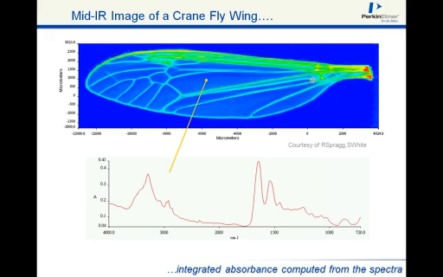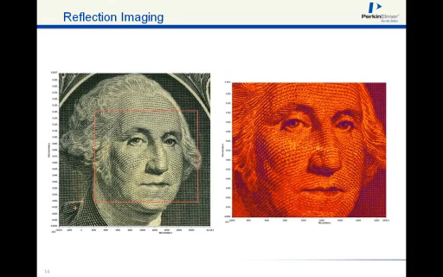Another example that I do often, and one that most people can relate to, is take a dollar bill. This is a picture of George Washington on the face of the dollar bill. This is a rather large image. The red box on the left shows you the area that we analyzed, and on the right is the chemical image.